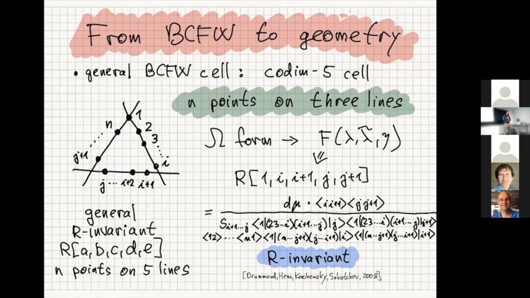They do correspond to configurations of endpoints on 3 lines. The general R invariant, which means that arbitrary G3N on-shell diagrams or plabic graphs, would correspond to configurations of endpoints on 5 lines, not 3 lines. For BCFW, we are only getting a subset of them. But yeah, they are similar. It's just that this is more special, being endpoints on 3 lines rather than 5 lines.